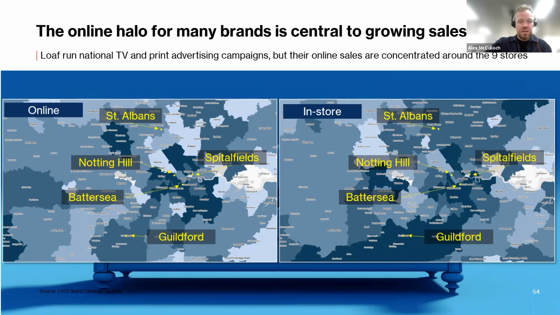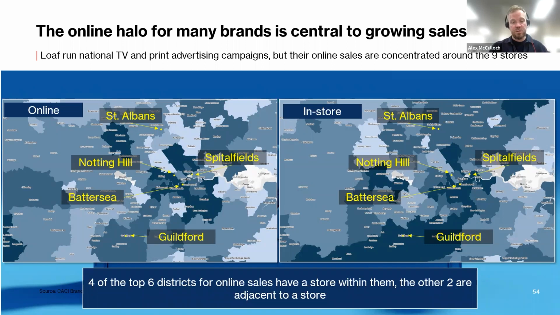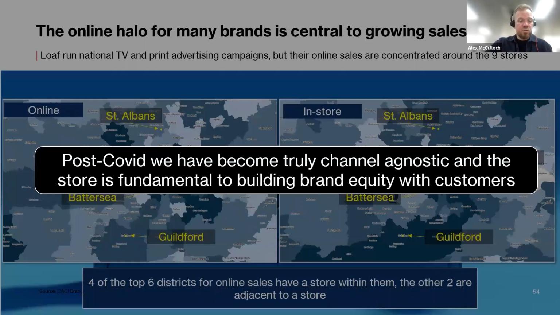Indeed, Brand Dimensions tells us that 4 of the top districts that Loaf operates in are ones with stores in them. And the other two where they get those online sales from are Lambeth, which is adjacent to the Wandsworth and the Battersea store, and Warwick, which is adjacent to the Solihull store. So for Loaf, the store is a hugely important component in delivering sales by any channel. They're helping to grow overall sales beyond just being a pure play operator. And this is true of many brands.